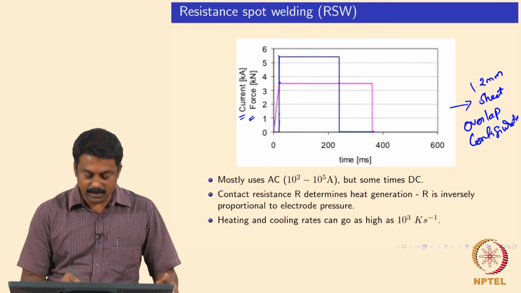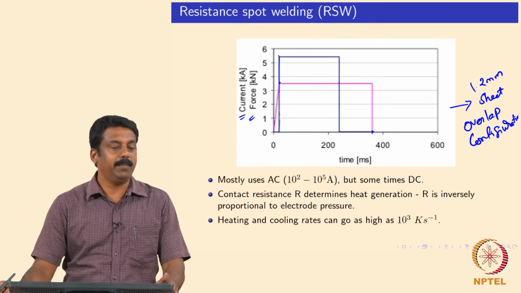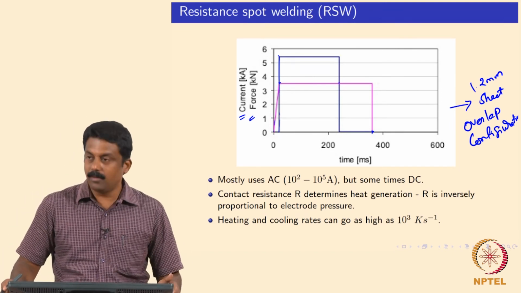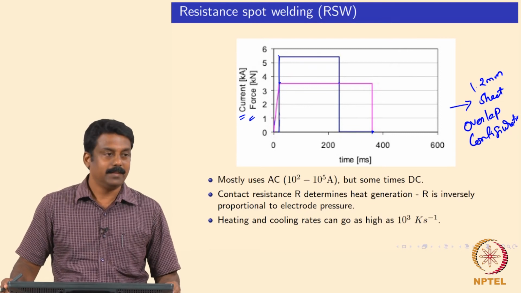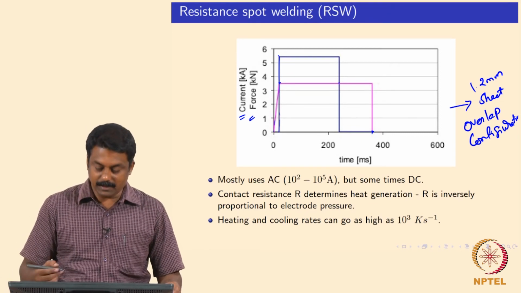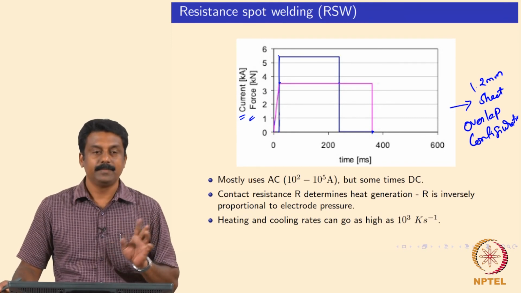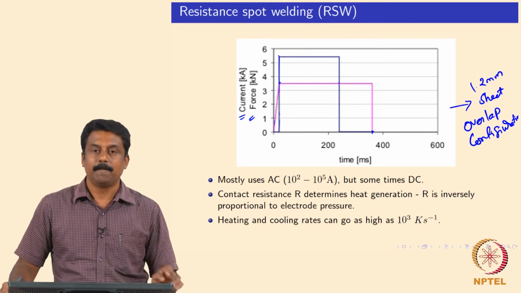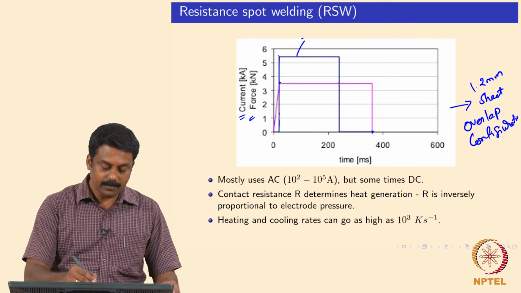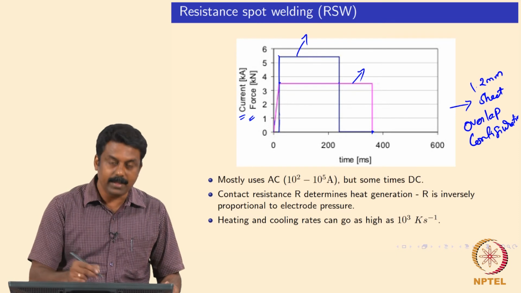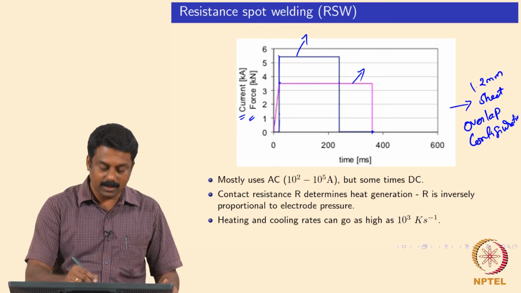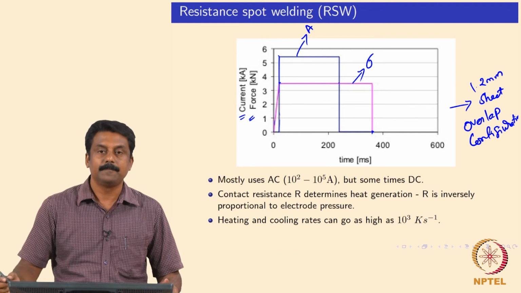If you look at the entire weld cycle, in this case it is 340 milliseconds, close to 350 milliseconds. So, that is a very fast process, isn't it? In resistance spot welding, in most cases we use AC, alternating current. Which one is current, which one is load? In this case, blue is current, pink is, as I said, 5.5 kiloamperes. So, this is amperage and this is load.